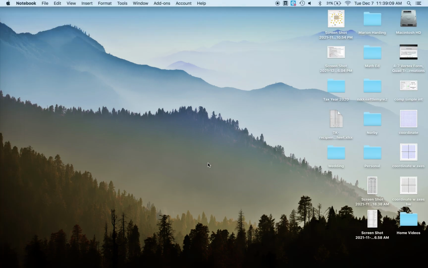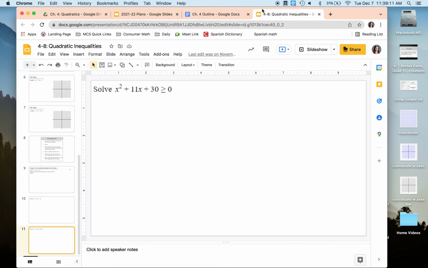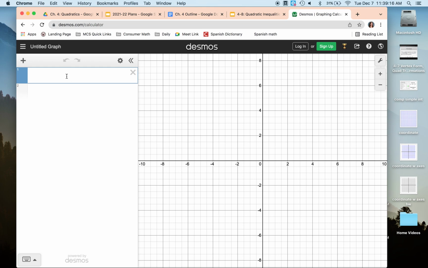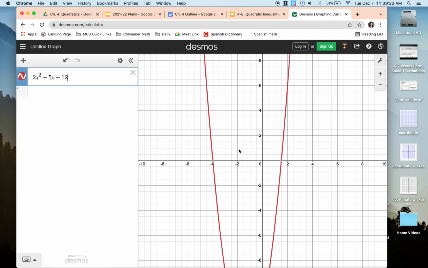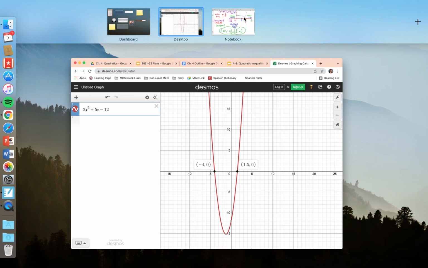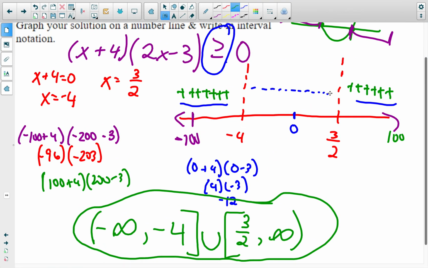And so what this means graphically, let me pull up Desmos for us, just to try to reinforce this concept. If I plug in that parabola, 2x squared plus 5x minus 12, look at it, right? My parabola is above the x-axis from negative infinity to negative 4. And it's also above the x-axis from 1.5, which is 3/2, to infinity. And then here, I'm below. So that's kind of mirroring what we're doing here. We're just not graphing it. We're only looking at the signs.